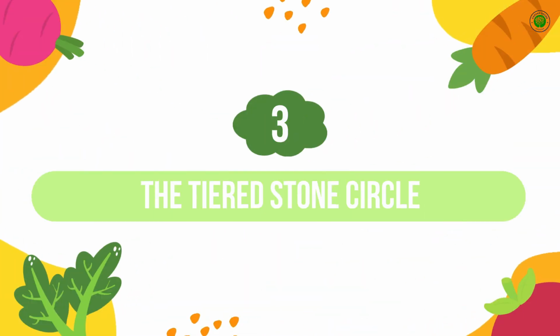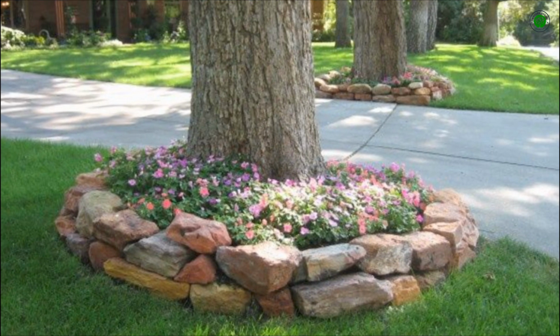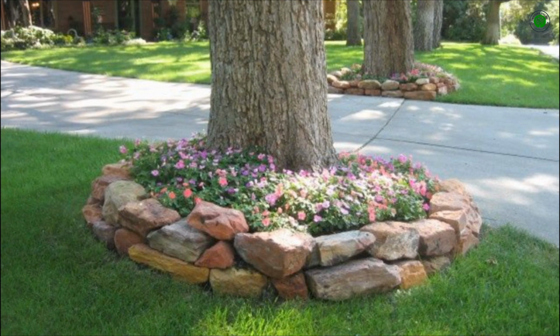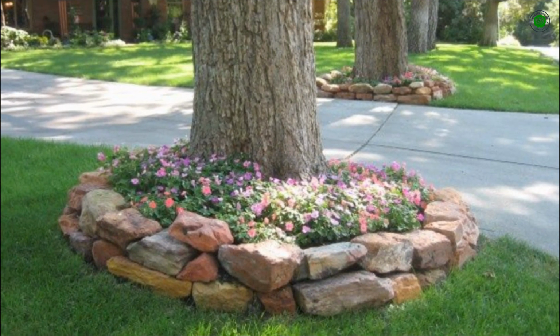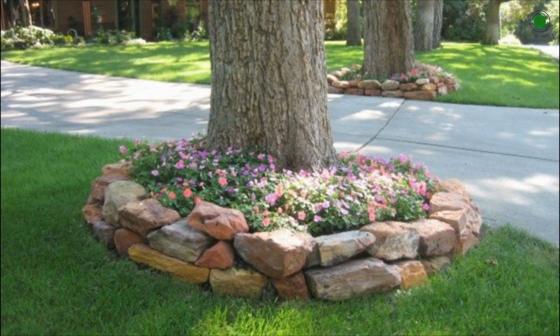3. The tiered stone circle. Construct a low circular retaining wall using natural stones around the tree base. Fill the tiers with well-draining soil and plant cascading flowers and foliage that will spill over the edges, creating a multi-layered effect.